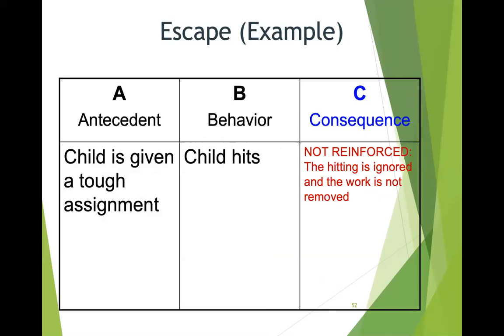All right. So in this example with escape, utilizing functional communication training, we have this example here where a child is given a tough assignment. The child hits. So not reinforcing the hitting, we want to make sure that we ignore and make sure that the work is not removed. With FCT, we'd like to try and catch this before a child hits, teaching them how to say, I need help, or if needed, use some type of sign language or picture exchange communication system, or PECS as it's listed.